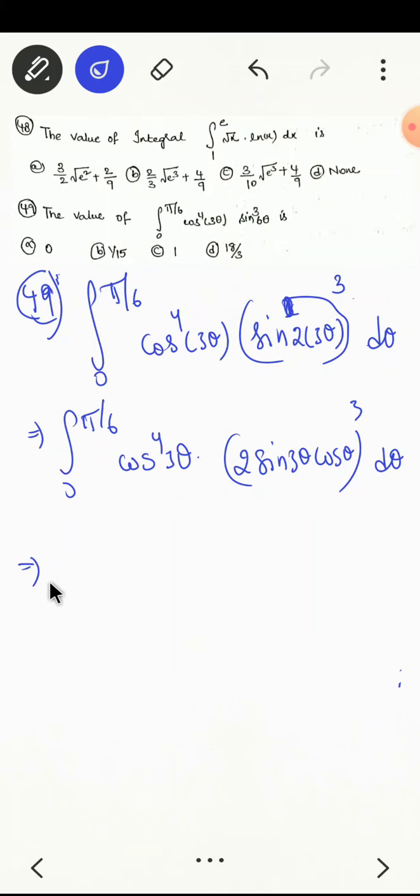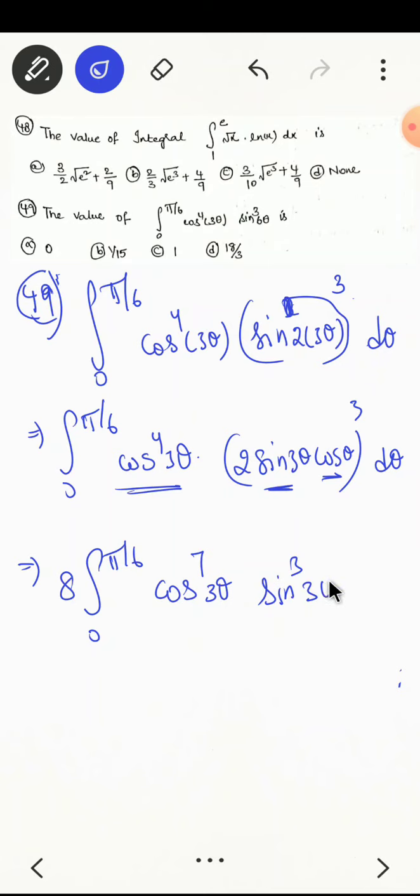Now what can I write? Integral 0 to pi by 6. This is cos 4 and this is cos cube, so the entire thing will be cos power 7 of 3 theta. And 2 cube will be 8, I'll keep as a constant, and this will be sine power 3 of 3 theta d theta.